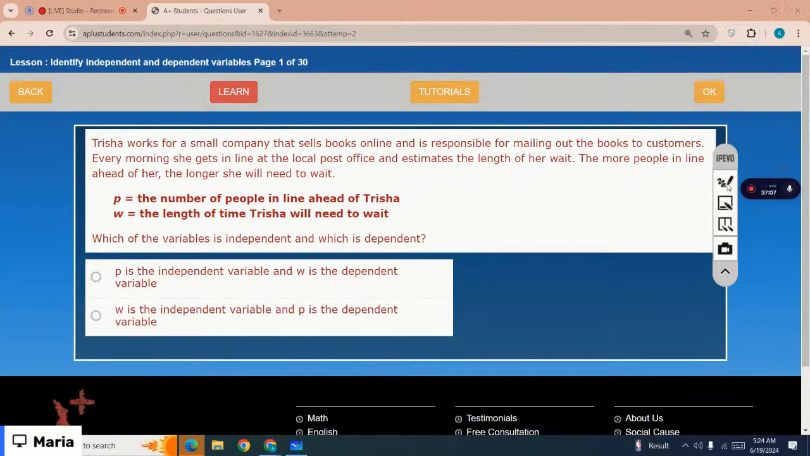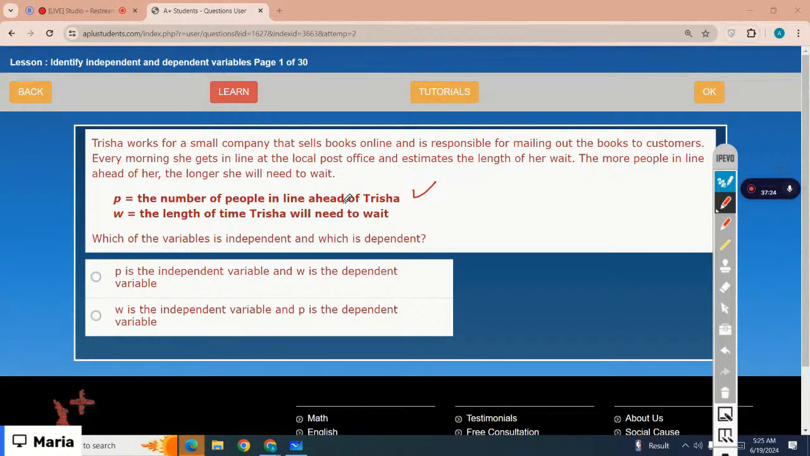Okay, so the variables are P equals the number of people in line ahead of Trisha and W equals the length of time Trisha will need to wait. So that means P is the independent variable and W is the dependent variable. If she has more people, she has to wait more, right? So W, the time she has to wait, is dependent on the number of people, right?